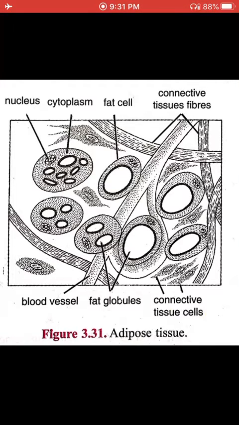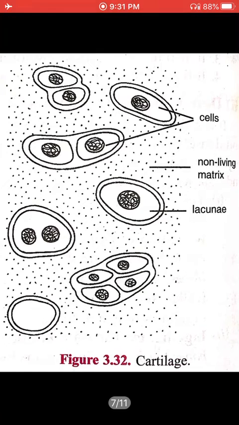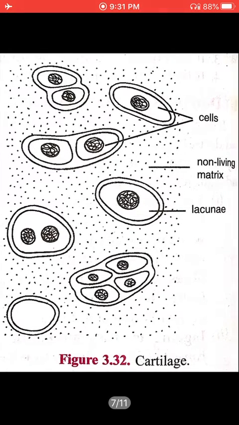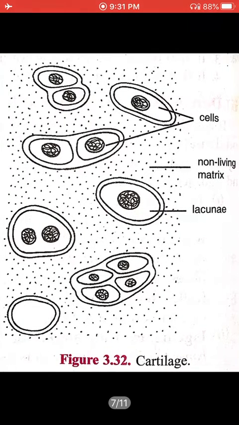Now coming to the next, that is skeletal tissue. Skeletal tissue is divided into two things, that is cartilage and bones. Cartilage is considered as a soft bone. So this diagram given in front of you is the cartilage.